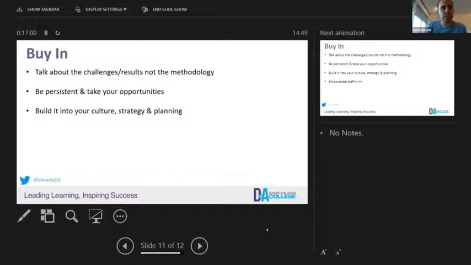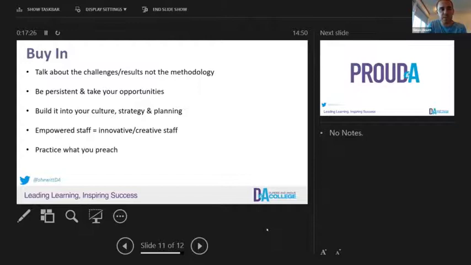if I'm persistent, I now see them using it. Build it into culture, strategy and planning. So make it a key part of building culture, strategy and planning. And like I said, it's been a key part of our board strategy building. We are clear on what that looks like. And empowering staff equals innovative and creative staff. So allowing people to be creative, make decisions, and use different methodologies and backing them to do it is absolutely vital for buy-in.